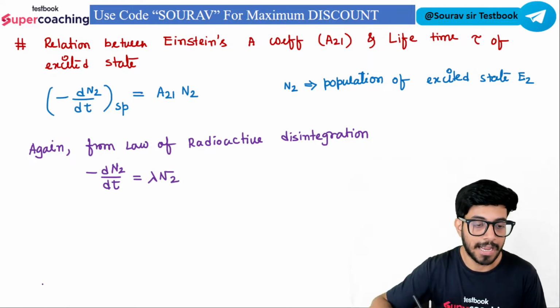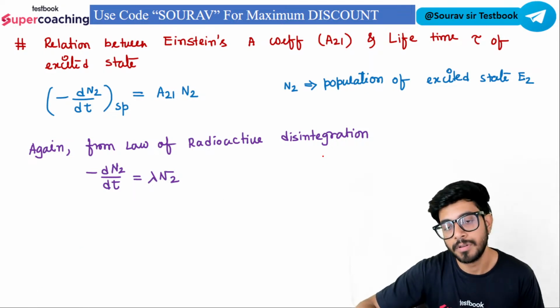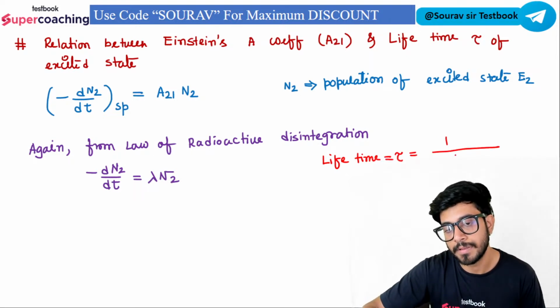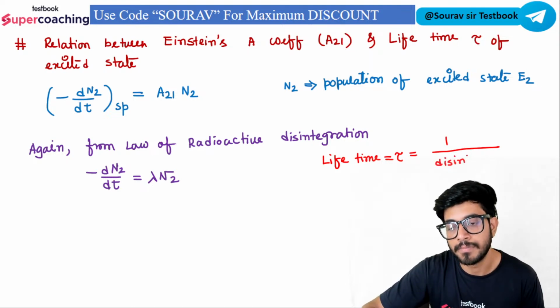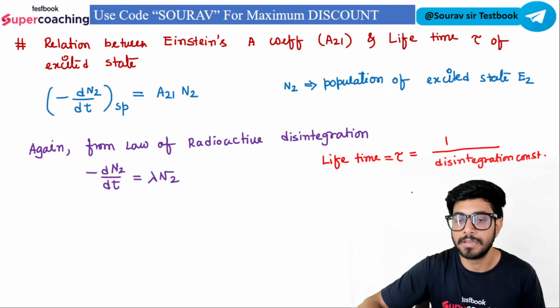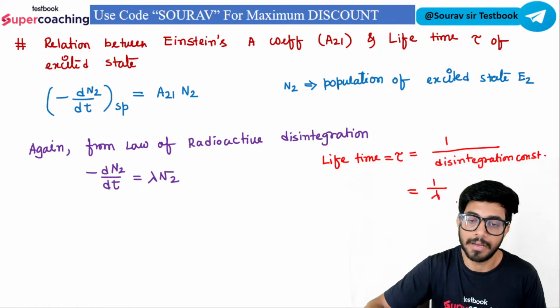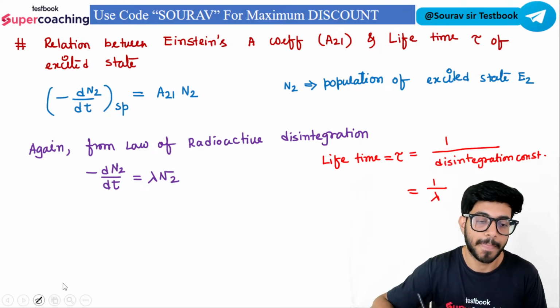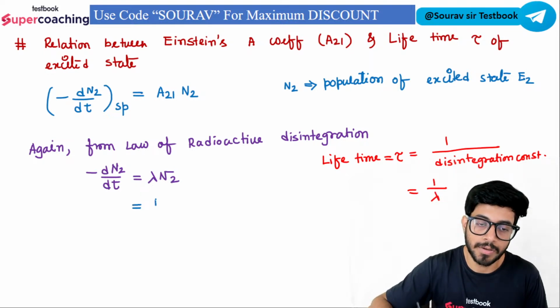Now, disintegration constant lambda and lifetime, we know lifetime tau is equal to 1 by the disintegration constant, that is 1 by lambda. Tau is 1 by lambda. Therefore, I can write this thing is equal to N2 by lambda or N2 by tau.